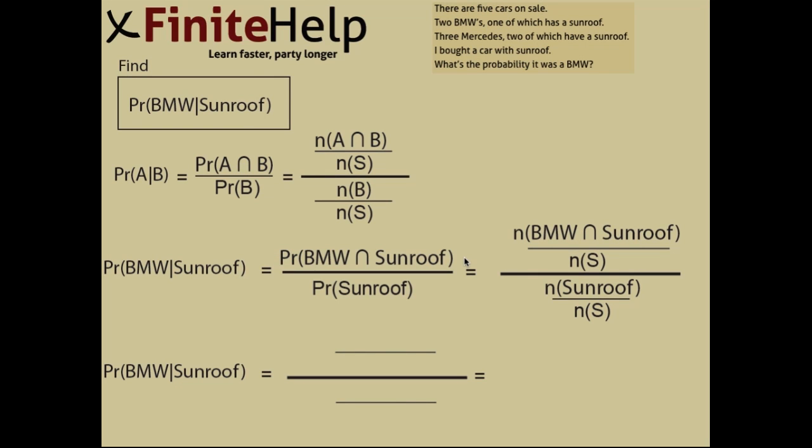There are 5 cars on sale: 2 BMWs, one of which has a sunroof, and 3 Mercedes, 2 of which have a sunroof. I bought a car with a sunroof. What's the probability that it was a BMW?